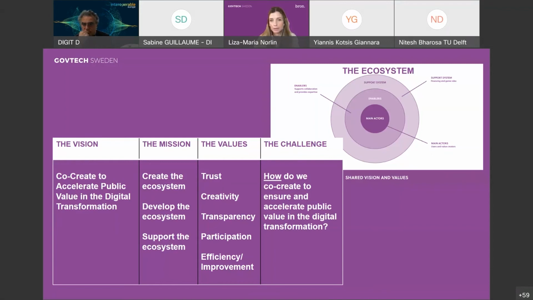When I talk about the ecosystem, we have the main actors, which are the public sector on all levels, local, regional, and national, but also, of course, startups and SMEs. Then we have enablers like incubators, accelerators, different kinds of organizations, civic tech, for example. And then the support system, EU could be one of those, but also government and other financial support systems. So this is very short about GovTech Sweden.